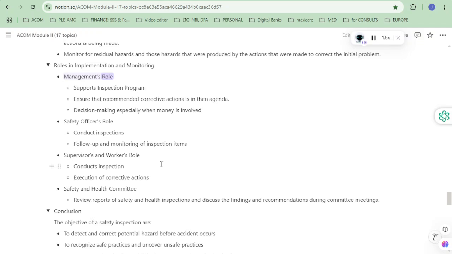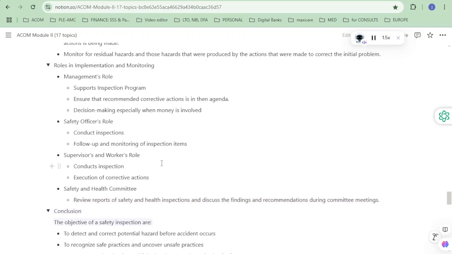Roles in implementation and monitoring. Management's role: supports the inspection program, ensures that recommended corrective actions are on an agenda, and makes decisions especially when money is involved. Safety officer's role: conducts inspections, follows up and monitors inspection items. Supervisors and workers' role: conduct inspection and execute corrective actions. Safety and Health Committee: reviews reports of safety and health inspections and discusses the findings and recommendations during committee meetings.